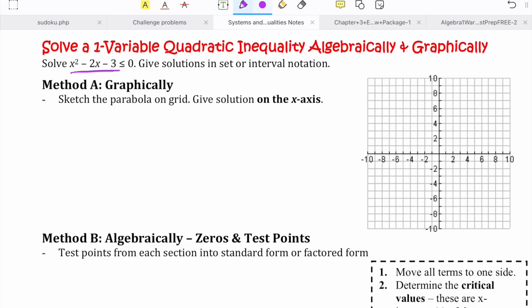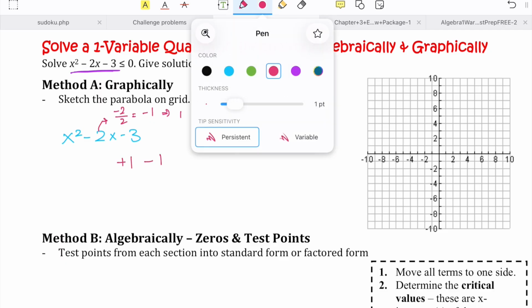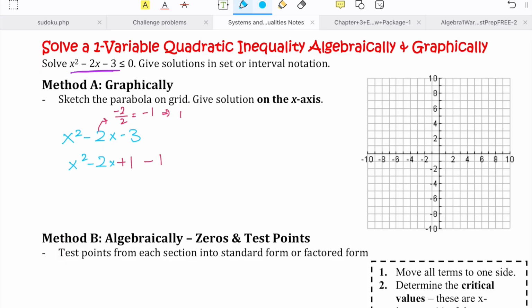So let's convert this into vertex form. Whatever I have in the middle, our b value, I'm going to divide by 2. Let's write it more neatly. x squared minus 2x minus 3. This will be divided by 2, you get -1, and then you square it. -1 squared is 1, so you are going to add 1 and subtract 1. The rest of the things will be the same. Okay, now you'll take this part of the solution and write (x minus 1) squared.